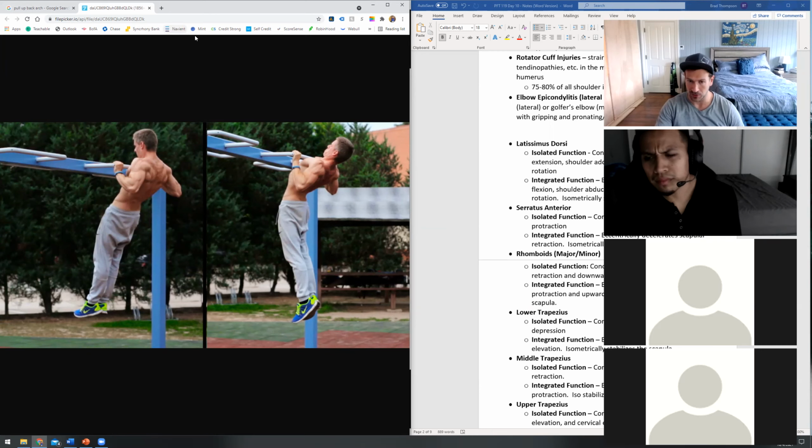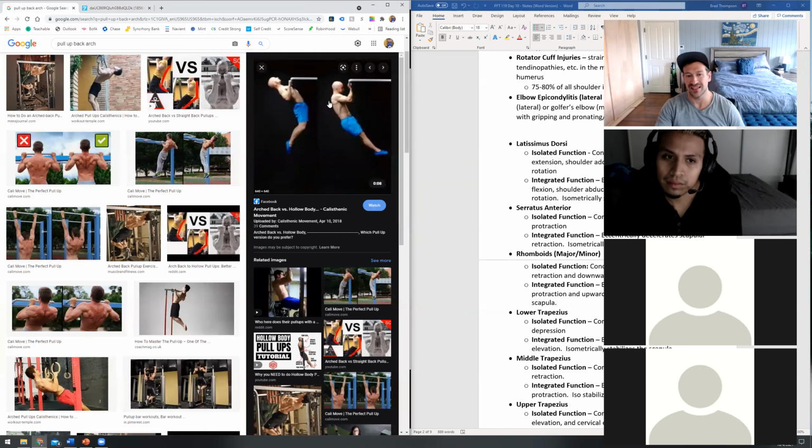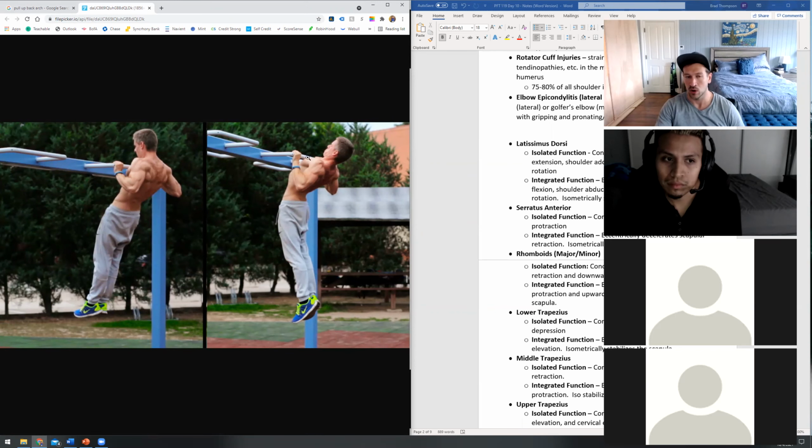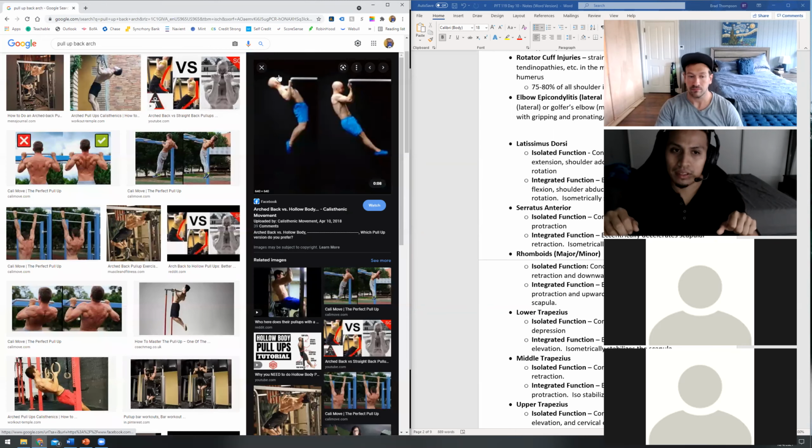They absolutely both do. But I would argue that this is a bit more of a lat focused exercise, and this would be a little bit more of a rhomboid, middle trapezius exercise. Because when you do the hollow, it's kind of like doing a lat pull down. So this phase obviously is working a lot of the lats.